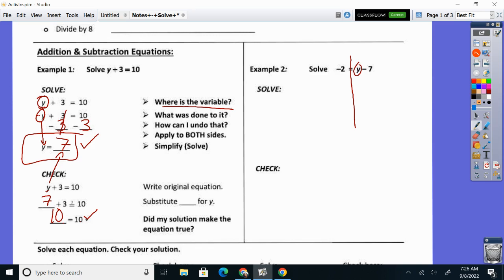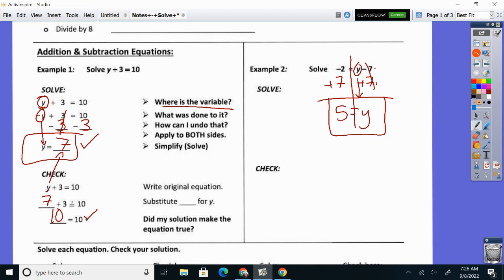So the opposite or inverse of minus 7 would be to add 7 on both sides. This negative 7 and positive 7 cancel, so I crossed it out. Negative 2 plus 7 gives me 5. I bring that y down. The y is isolated. So I have y equals 5.